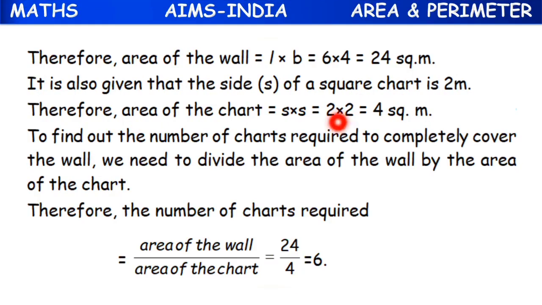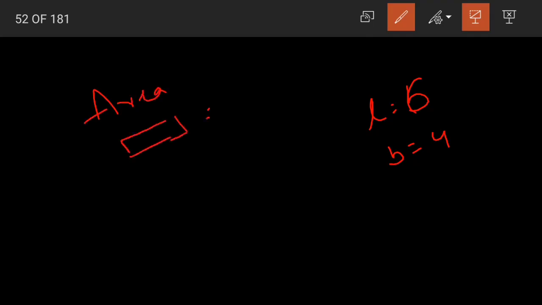What will be the area? The wall is a rectangular one. The length is 6 meters and the breadth is equal to 4 meters. So what is the area of a rectangle? Area of a rectangle is equal to length into breadth. Yes children, what is length into breadth here? 6 into 4, that is equal to 24.